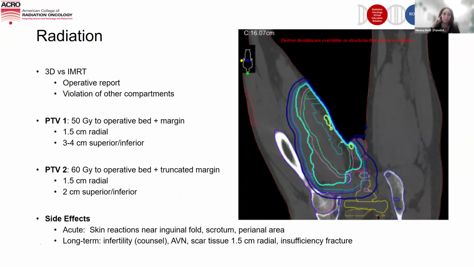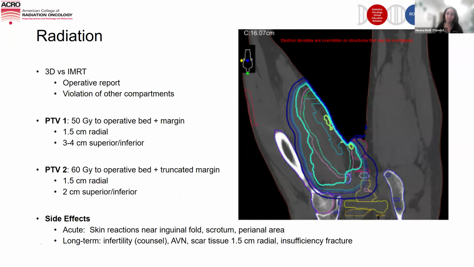Side effects are really important, particularly when you're doing a 3D plan in the medial thigh. You certainly are going to get moist desquamation in the inguinal fold and scrotal area, in the perianal area. So having management and supportive therapies to manage this is important. Long-term side effects, infertility, as I mentioned before. So it's really important to counsel patients. Do you want to freeze your sperm, or how do you want to go about that?